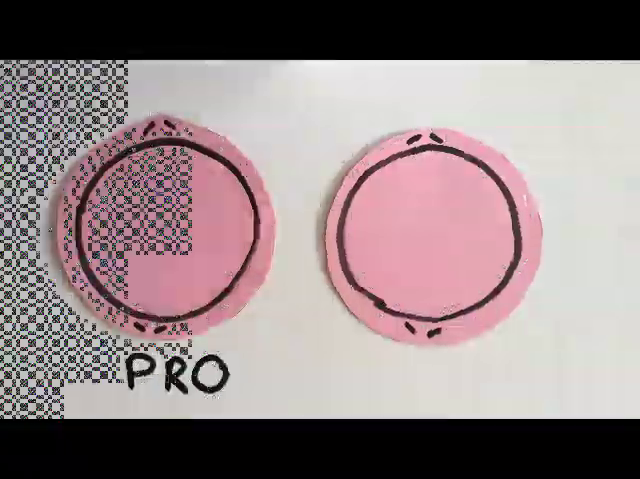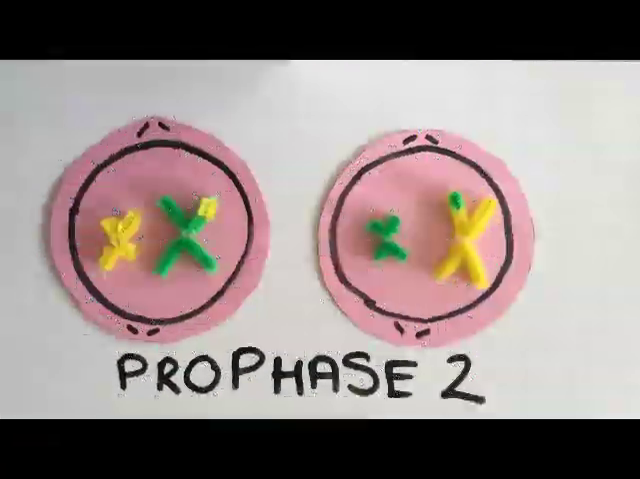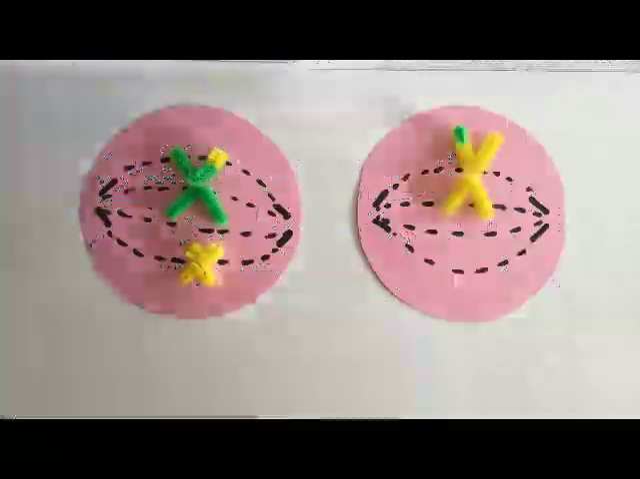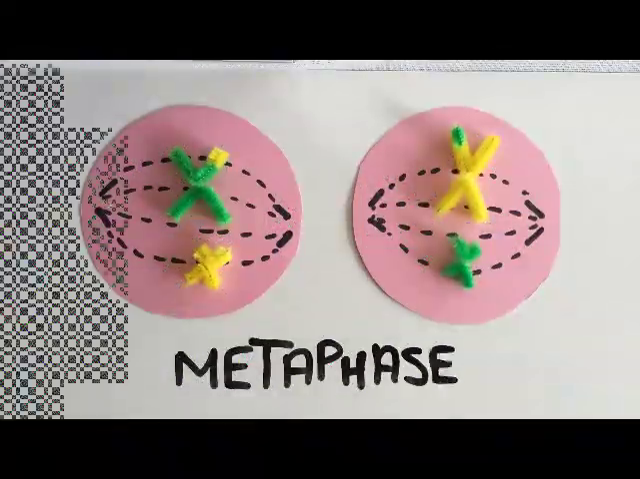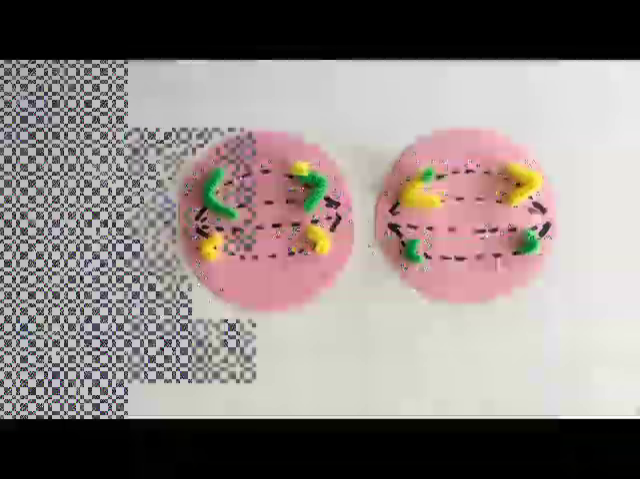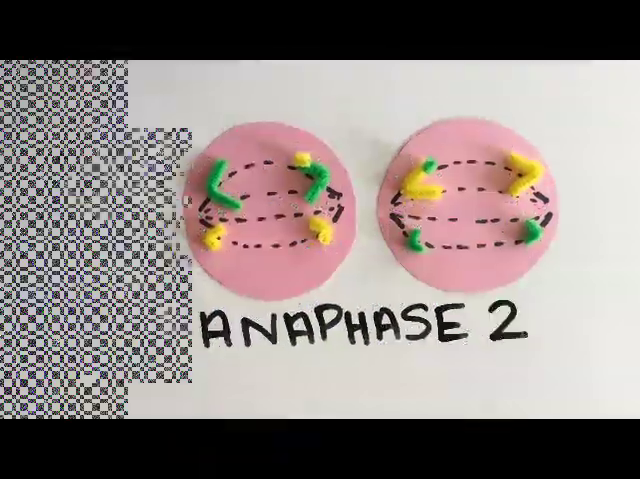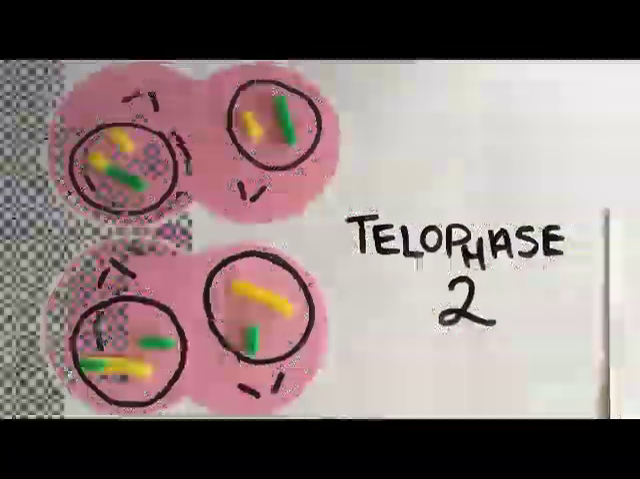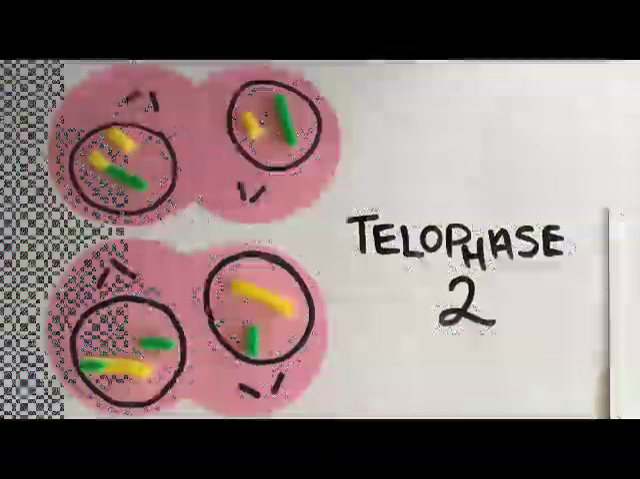During prophase 2, the nuclear envelope breaks down and new spindle fibers form. In metaphase 2, spindle fibers bind to both sides of the centromere. During anaphase 2, the spindle fibers contract and the sister chromatids move towards opposite poles. In telophase 2, nuclear envelopes reform around the sets of daughter chromosomes. Cytokinesis occurs again to divide the cytoplasm of the parental cell into 4 daughter cells.